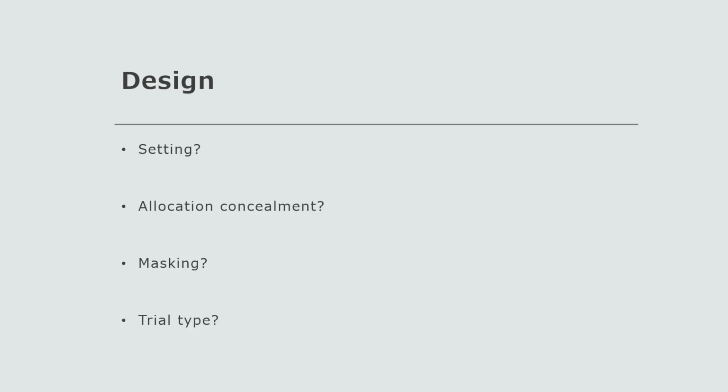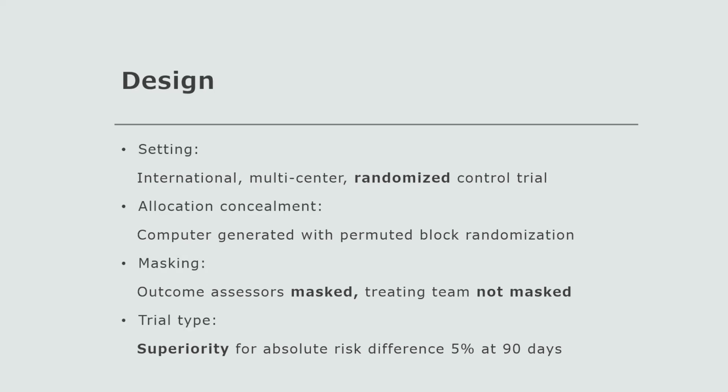Yeah, thank you. Great points. So what I had also in mind, I will just give you my thoughts. Like I said, it was an international, multi-center randomized controlled trial. For the allocation concealment, they used computer-generated allocation concealment with permuted block randomization. Like you said, the outcome assessors were masked, the treating team was not masked, and the trial type is a superiority trial aiming for an absolute risk difference of 5% at 90 days.